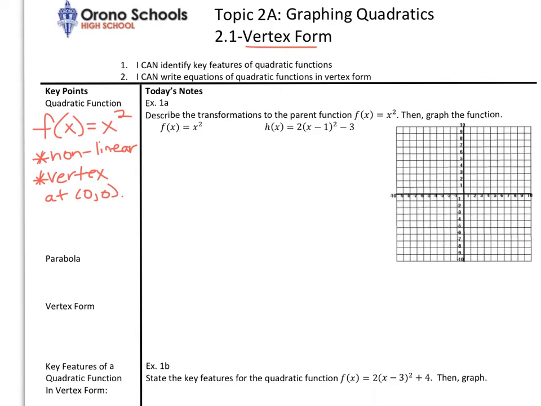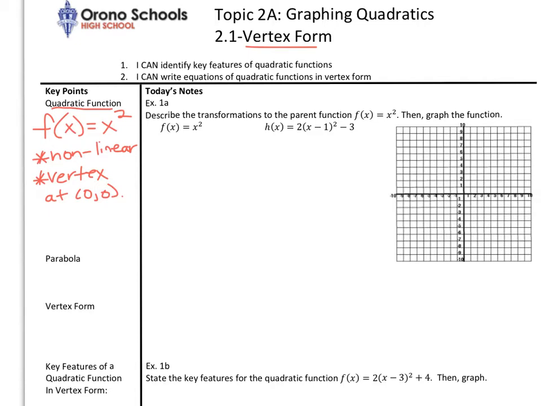We'll start off by looking at transformations, something we talked about in Topic 1. A quadratic function, again, this is just review, is any function of the form f of x equals x squared or any type of transformation of that. This is a non-linear function, and the parent function has a vertex at 0, 0.